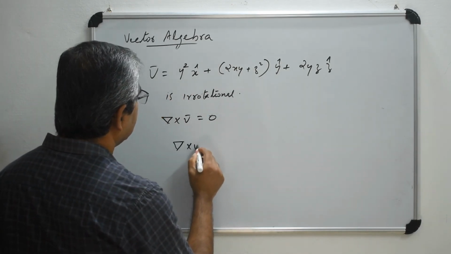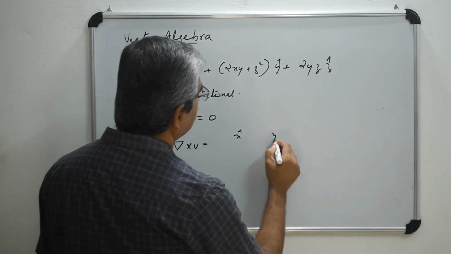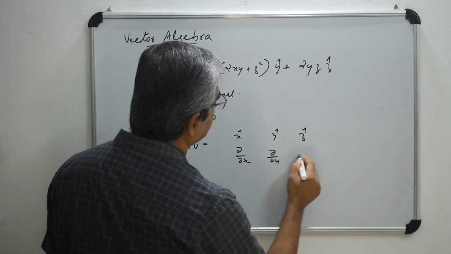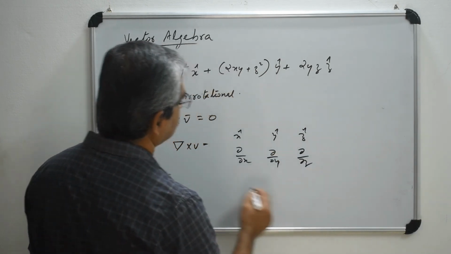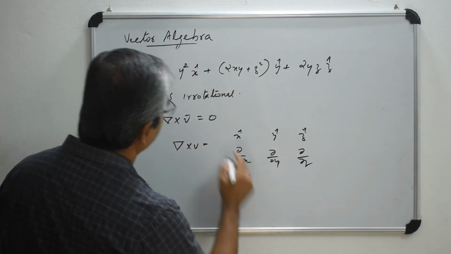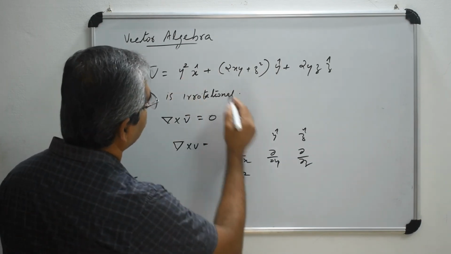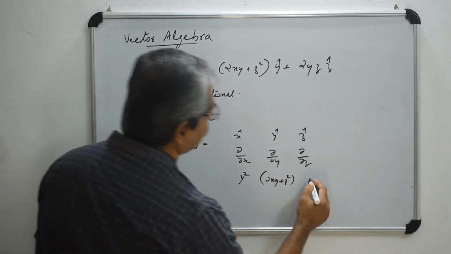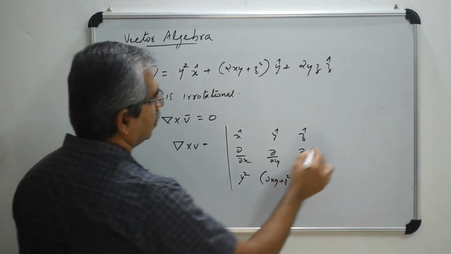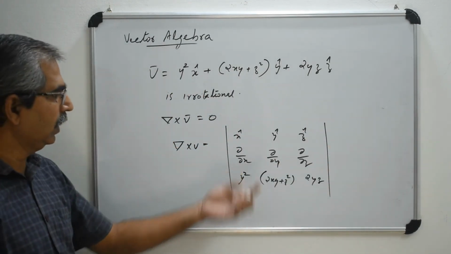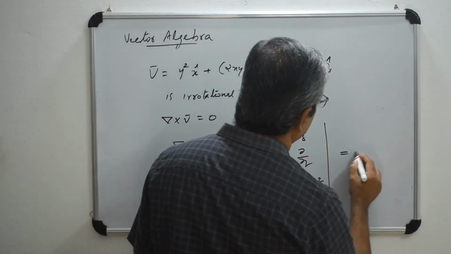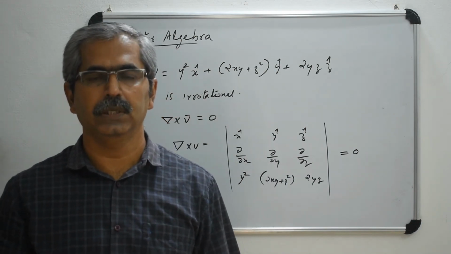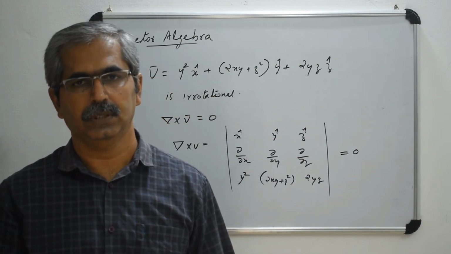It is very simple. Del cross v equal to the determinant of x cap, y cap, z cap, dou by dou x, dou by dou y, and dou by dou z. Then the x component is y square, and 2xy plus z square, and then 2yz. Take the determinant. Okay. So evaluate this. You can see that this value is equal to 0. So we can conclude that the given vector is an irrotational one. Okay.